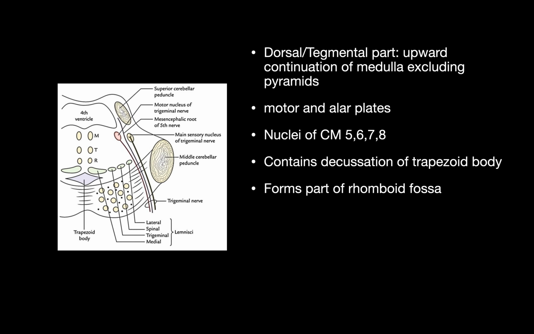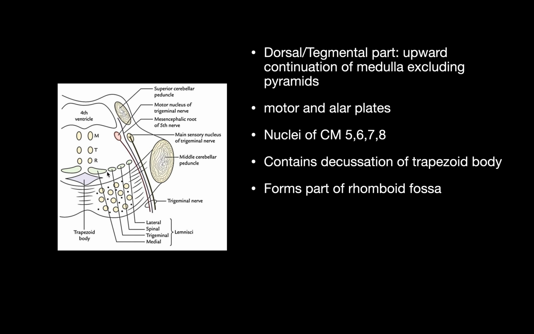In the dorsal or tegmental part, it's going to be the upwards continuation of the medulla, excluding the pyramids. So it's going to be made out of the motor and alar plates. There should be basal, but that's motor, alar, sensory. There are going to be the nuclei of cranial nerves 5, 6, 7, 8, as we already went through. There's going to be a decussation of the trapezoid body. So keep that in mind. It's trapezoid, not pyramid. Pyramid is below. And all of this forms part of the rhomboid fossa. Remember, the rhomboid fossa includes the cerebellum and the fourth ventricle.